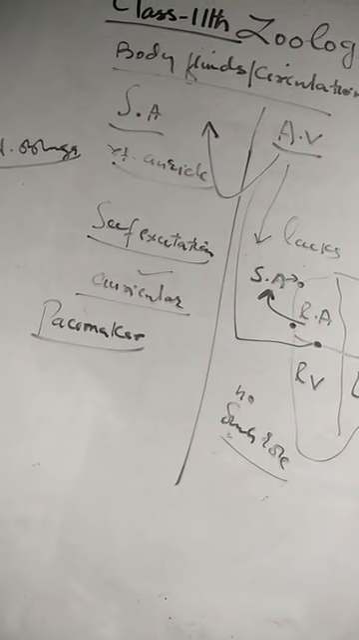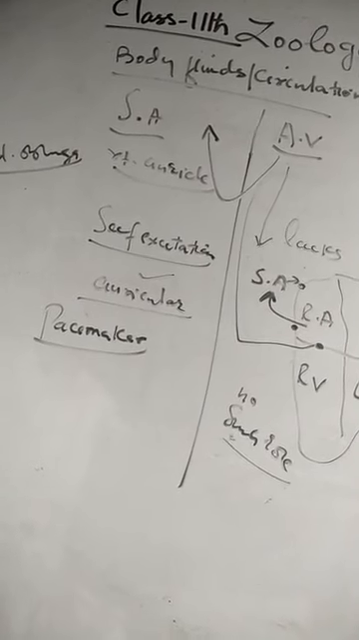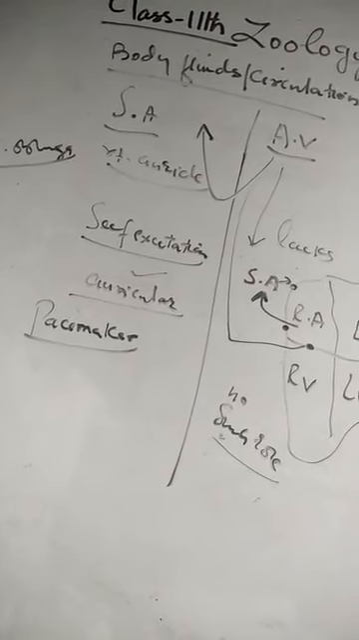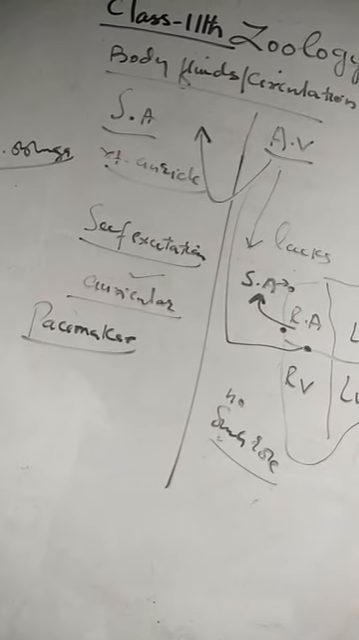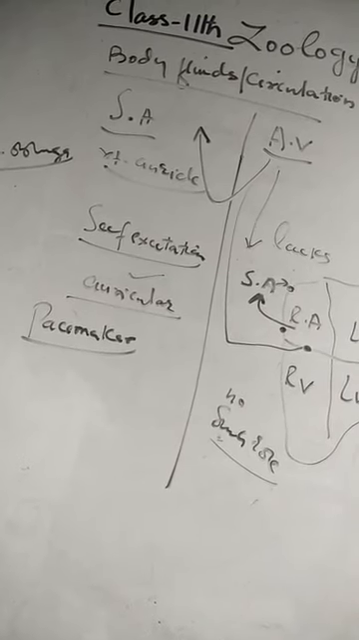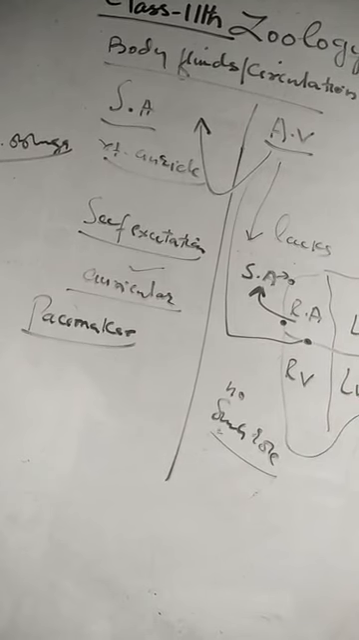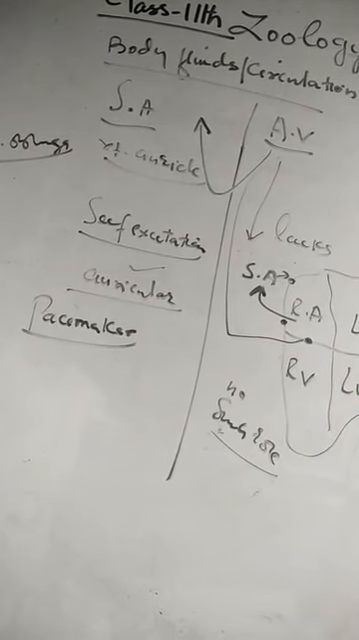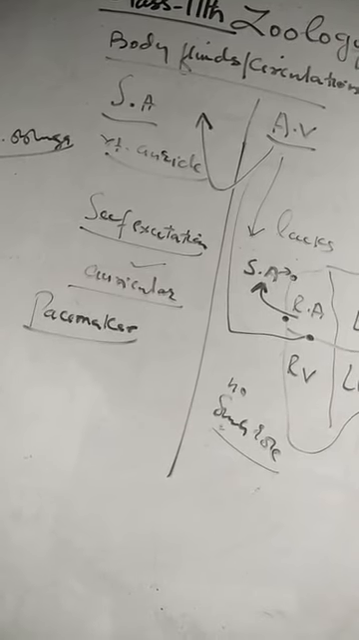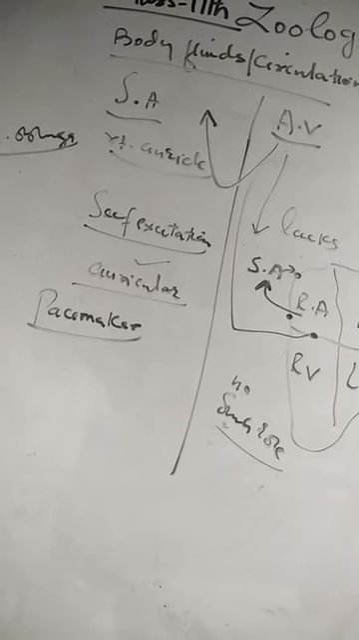From this, we conclude that the sinoauricular node is self-excitatory, controlled by the medulla oblongata portion of the brain. The auriculoventricular node is not self-excitatory. It depends upon the cardiac impulse generated from the sinoauricular node.